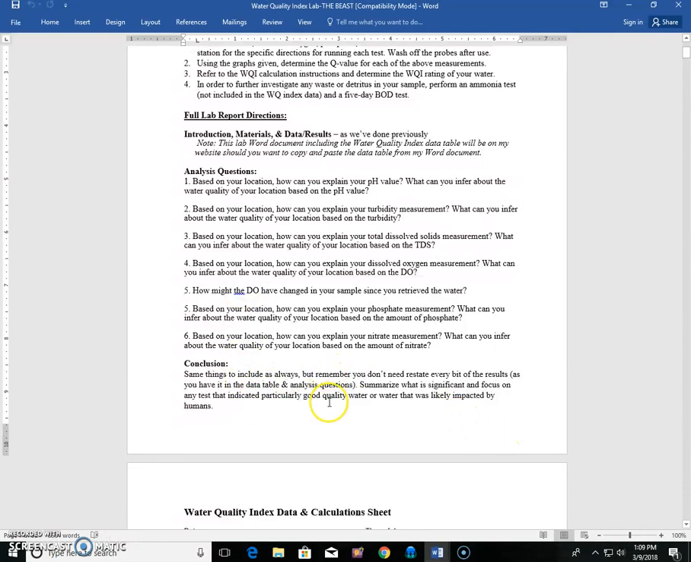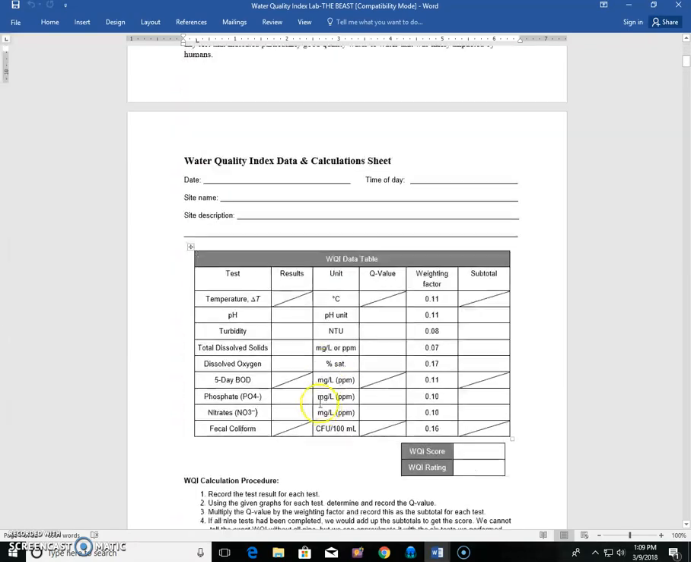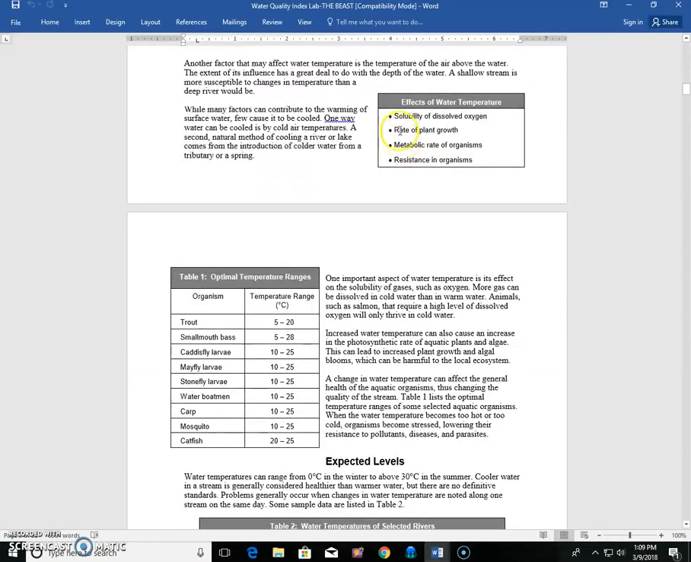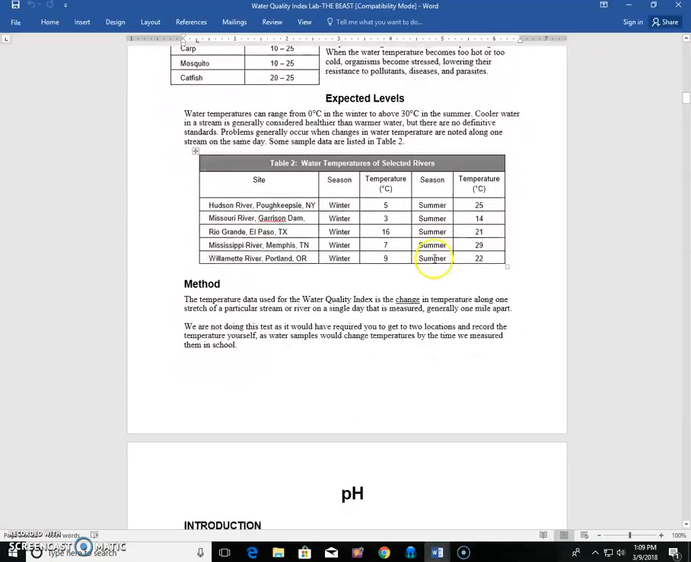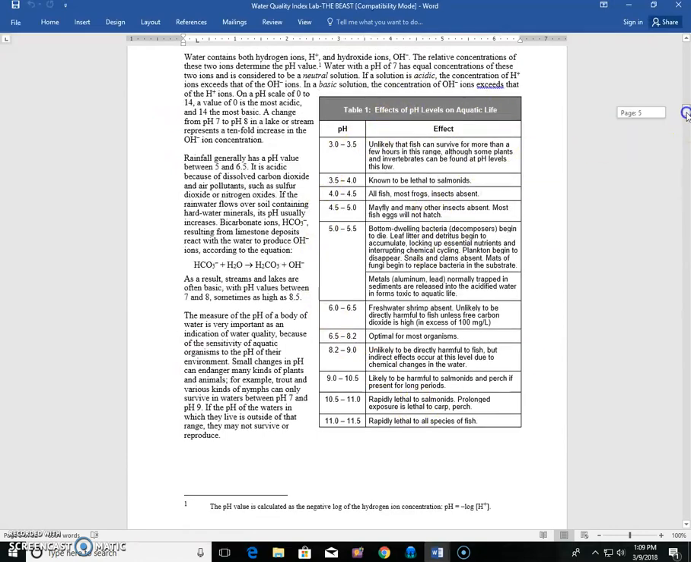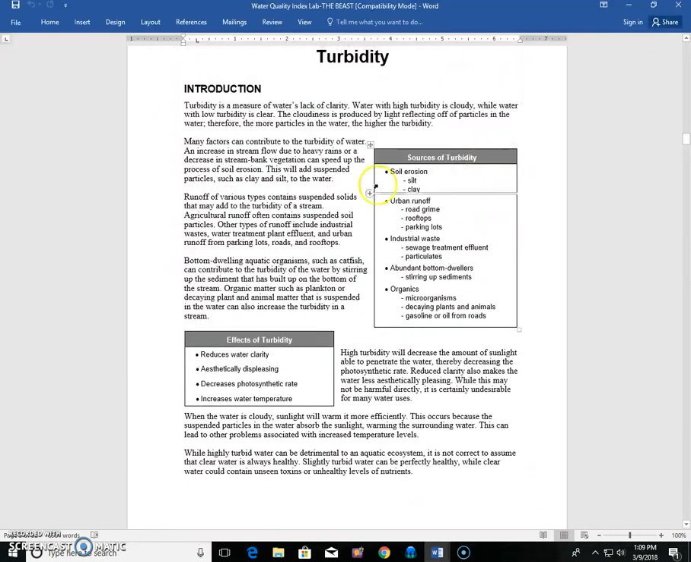analyze what's going on, whether this is good water or bad water, or how can it be impacted, which it tells you some of the effects of the water in this lab manual. It tells you the effects of the pH and so on and so on. It tells you all sorts of sources that this could come from.